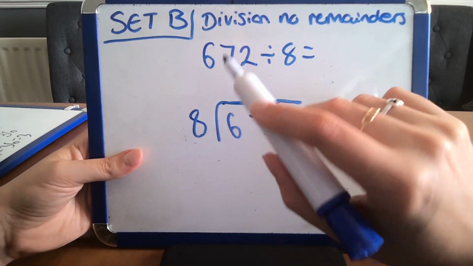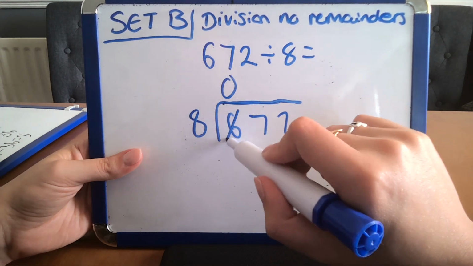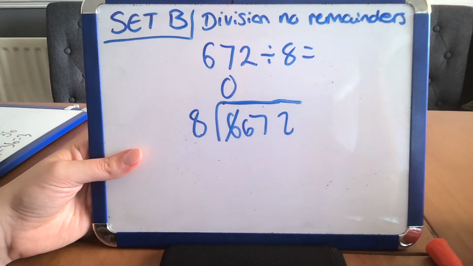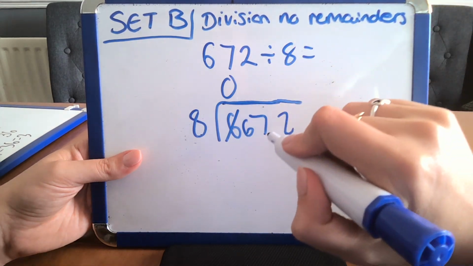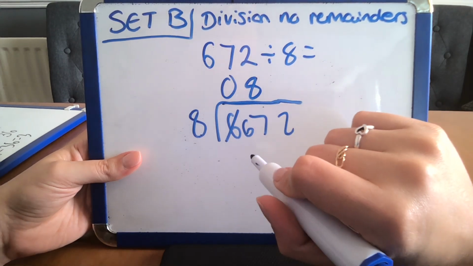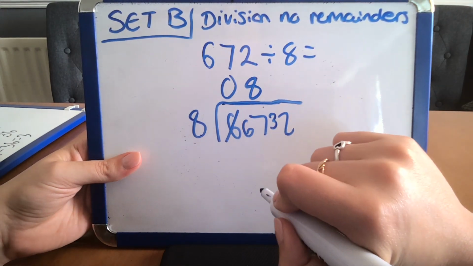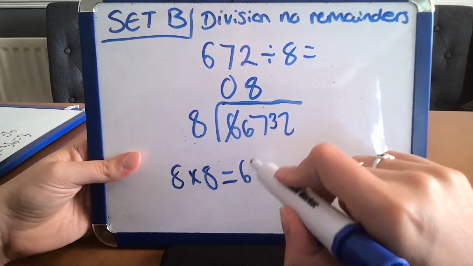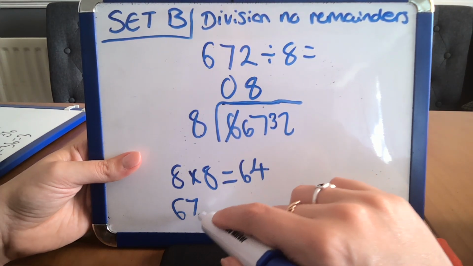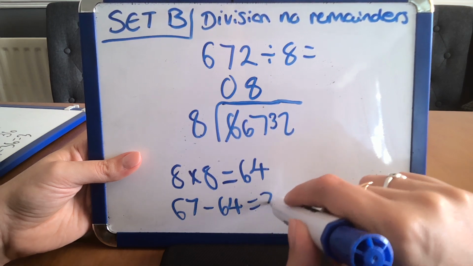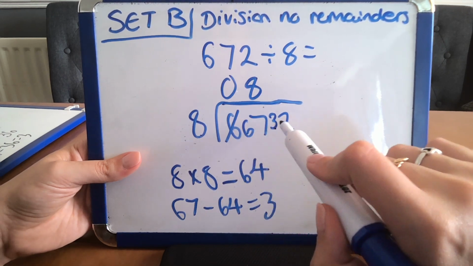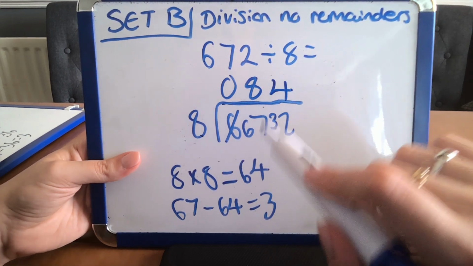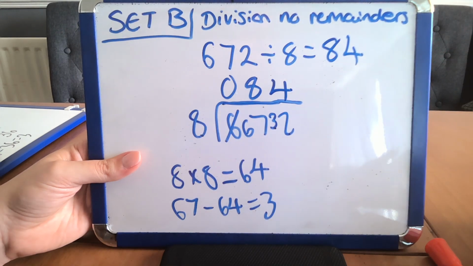How many 8s go into 6? 0. So we cross that number through and it goes here, making this number 67. How many 8s go into 67? 8 with how many left over? 3, because I know that 8 times 8 equals 64, and then 67 take away 64 equals 3. So with 3 left over, that makes this number 32. 8 into 32 goes 4 times, so our answer is 84.